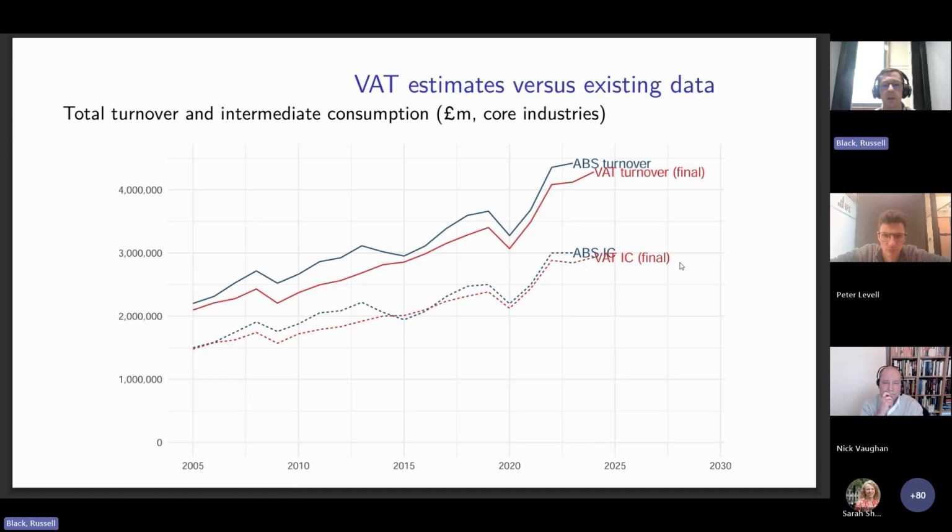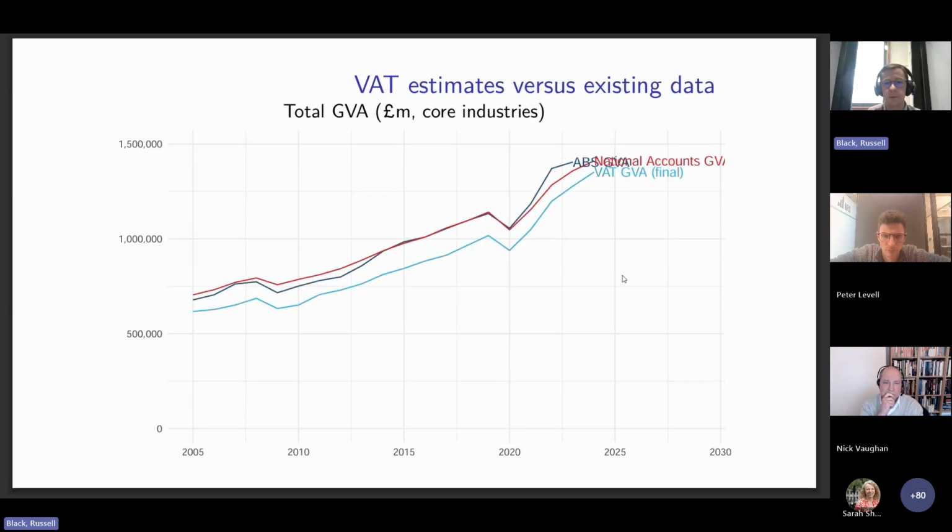Intermediate consumption, showing the difference in the turnover and intermediate consumption lines, more or less the same. The levels difference is bigger this time, but the path is still tracking. What you get for the total GVA number is a total GVA number that's a bit less.